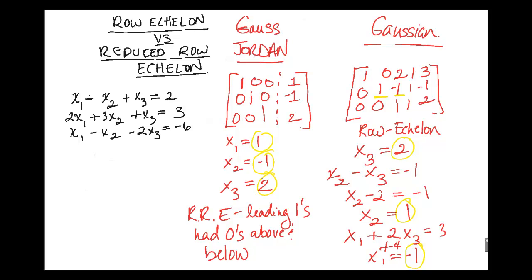Okay? So I hope that's clarified things on the difference between row echelon and reduced row echelon. Check out the example videos on Gauss-Jordan elimination and Gaussian elimination to further clarify any doubts you might have.